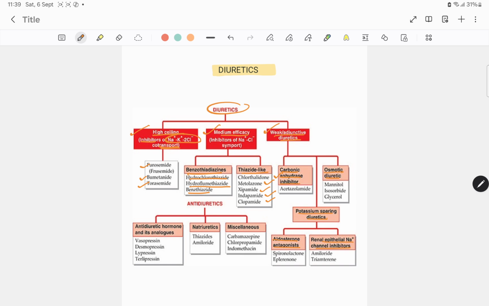The drugs under the aldosterone antagonists are spironolactone and eplerenone. Under Na+ channel inhibitors, amiloride and triamterene come. Next, osmotic diuretics. There are three drugs: mannitol, isosorbide and glycerol. So in this video, we'll mainly see about high ceiling diuretics, specifically furosemide.